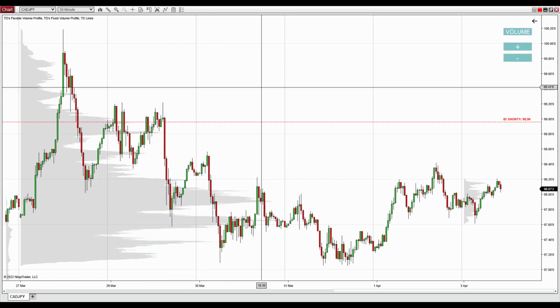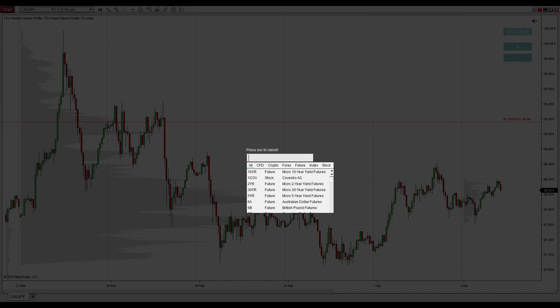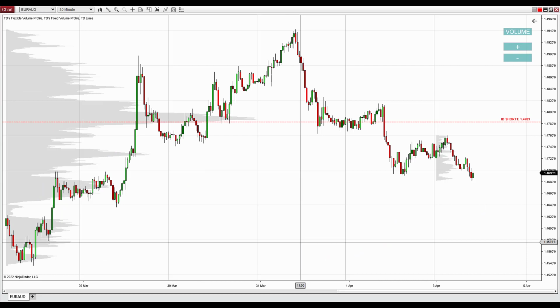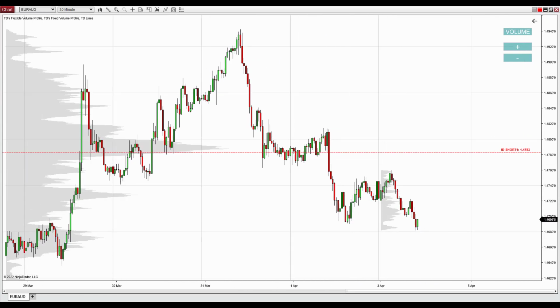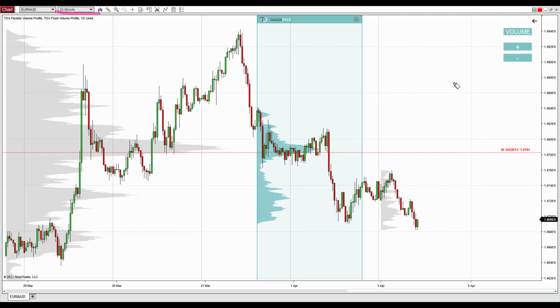Let's now switch to another chart, and this time it will be the Euro Australian dollar. So what I have in here is a 30-minute chart of the Euro Australian dollar. And I'm going to be talking about the volume profile setup, which is called the volume accumulation setup. The thing with this setup is that there was a rotation in which massive volumes were traded, right? You can see those volumes on the volume profile.